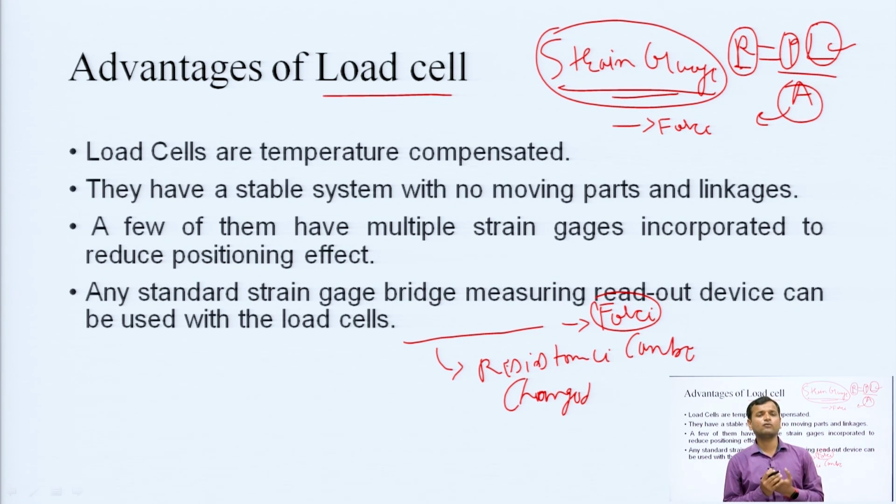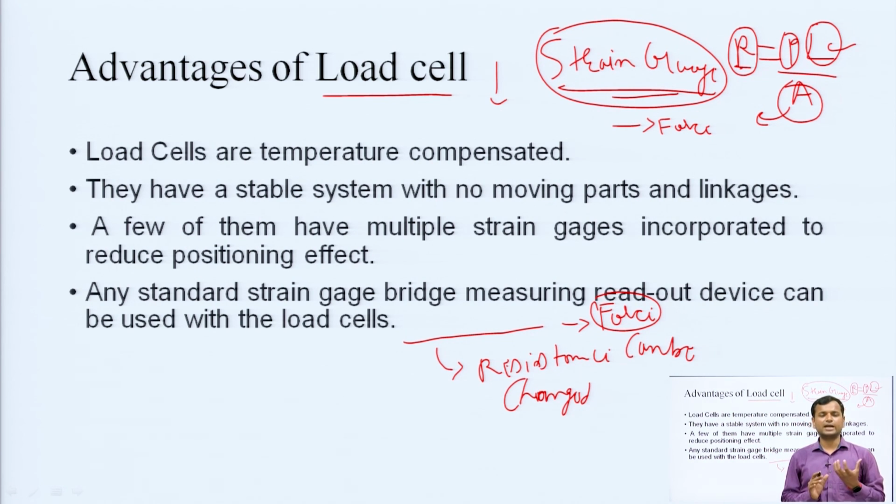In both we have used the arrangement of strain gauges, and those multiple strain gauges will provide you the tensile as well as the compressive strain that is caused because of the force or the load. So, those are the various advantages of the load cell, and there are various applications of load cell in the industry. Also, a few of them can use multiple strain gauges to reduce positioning effect.